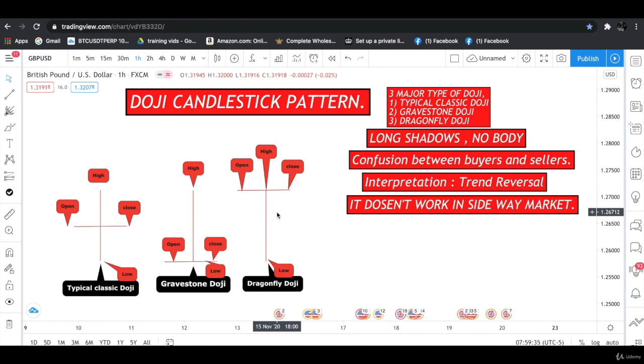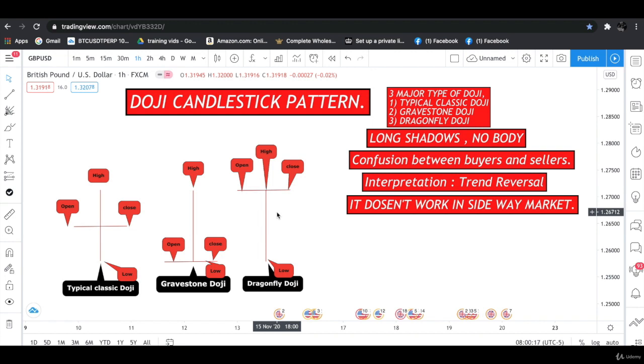So what is the interpretation of Doji? The interpretation is simple. Whenever a Doji is found on bigger time frames on a chart, it means that the trend is about to reverse. If the market is in a bearish sentiment, it will rally now towards the upside. If the market is in a bullish sentiment, it will move towards the downside.